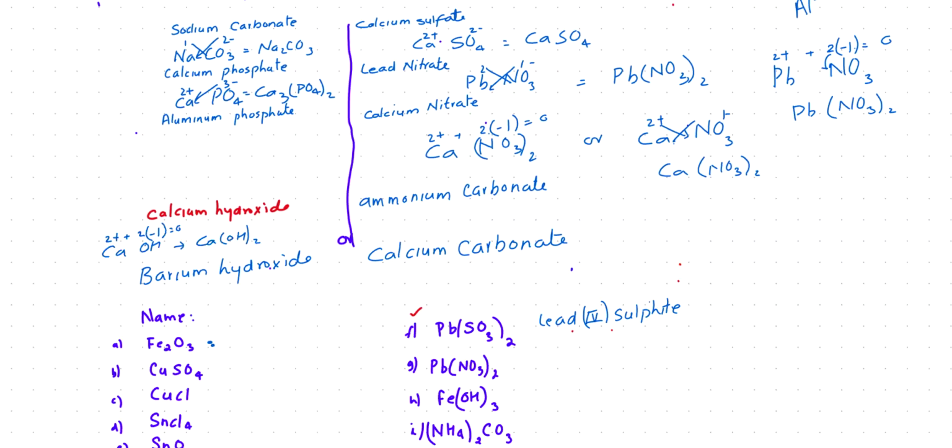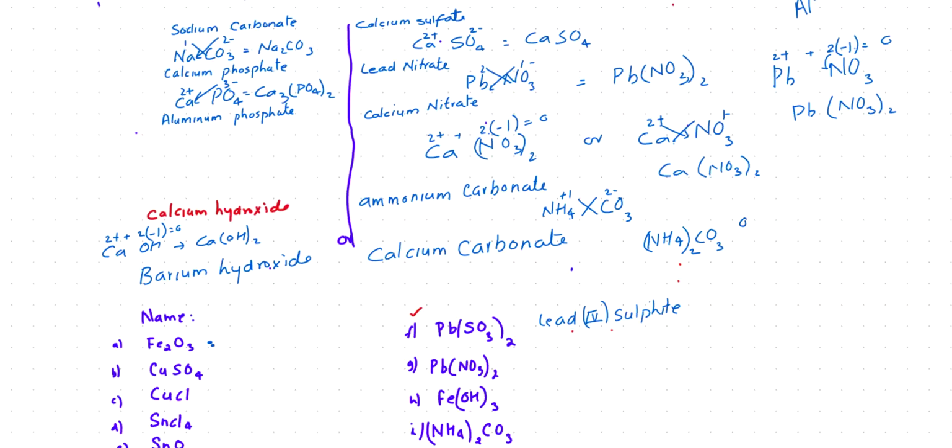Similarly, ammonium carbonate. Ammonium is NH4 with 1 positive charge. Carbonate is CO3 having 2 negative charge. So now cross multiply. So this 2 will multiply to ammonium. Ammonium is polyatomic, so we have to put it in the bracket and write 2. And carbonate times 1 is carbonate. NH4 whole twice CO3.